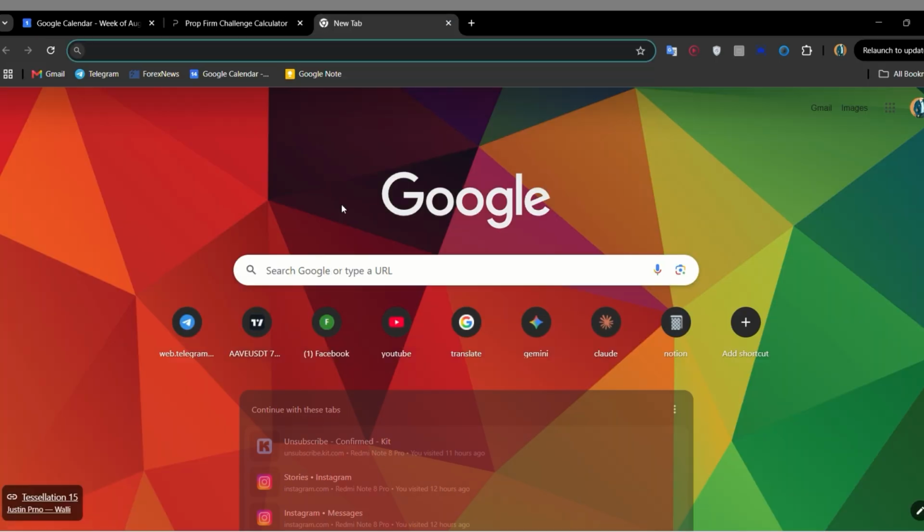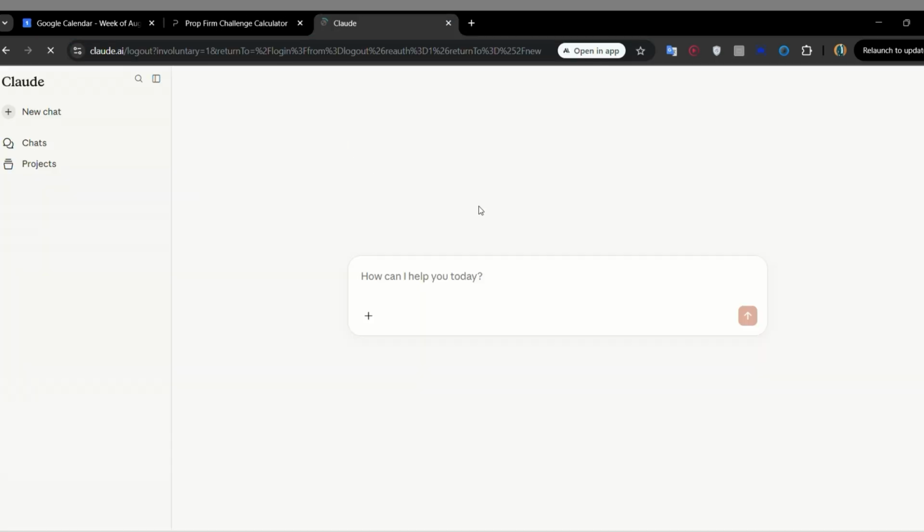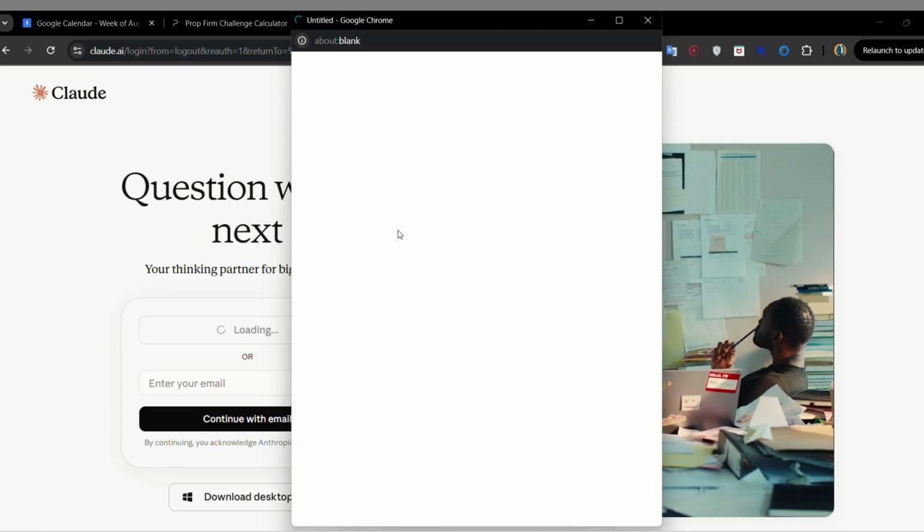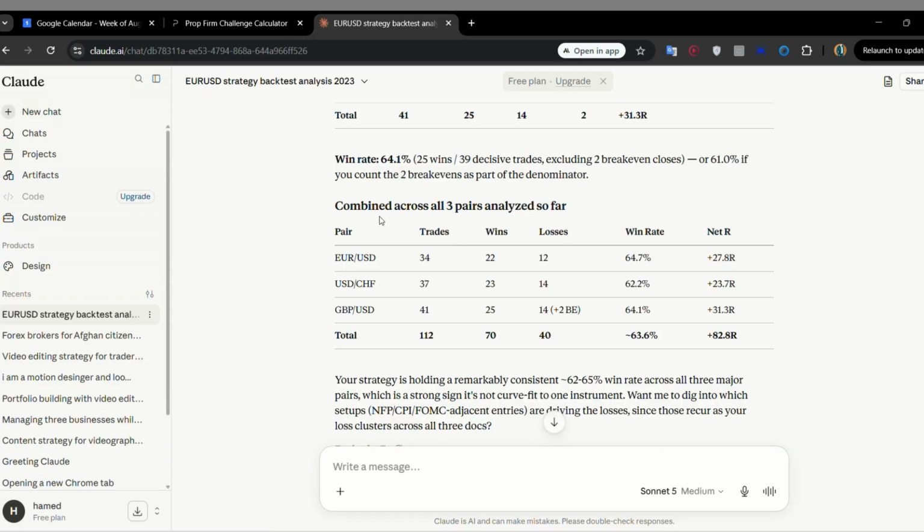Okay, let's talk with statistics. We're going to Claude because I gave my backtest of this strategy in 2023 on 3 pairs: Euro USD, GBP/USD, USD/CHF. This is the statistics of my backtest combined across all 3 pairs analyzed so far. Pair Euro USD: trades 34, wins 22, losses 12, win rate 64.7%, net R plus 27.8 R. These are backtests that I gave to Claude. The result of these 3 pairs was plus 82.8 R. That is great. Look at the win rate. This is what I saw, about 63.6%.